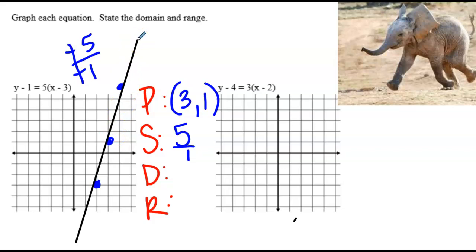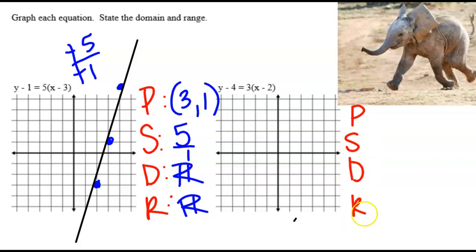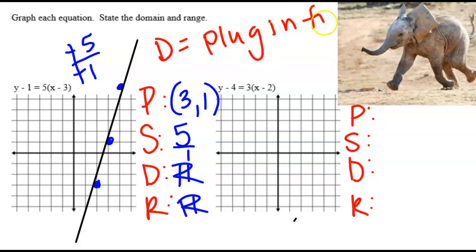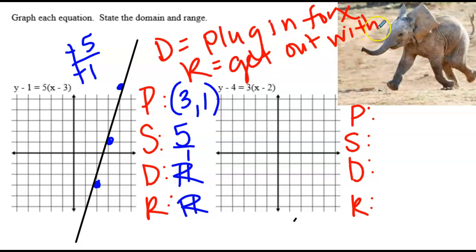My domain and my range. Okay, so my domain is my x values. What could I plug in for x? In this case, it's all reals or infinite solutions. What could I then get for y? Again, in this case, it's all reals or infinite solutions. You will see over the course of time that we're going to have lots of different domains and ranges. But remember, domain is what we plug in for x, and my range is what we get out with y.